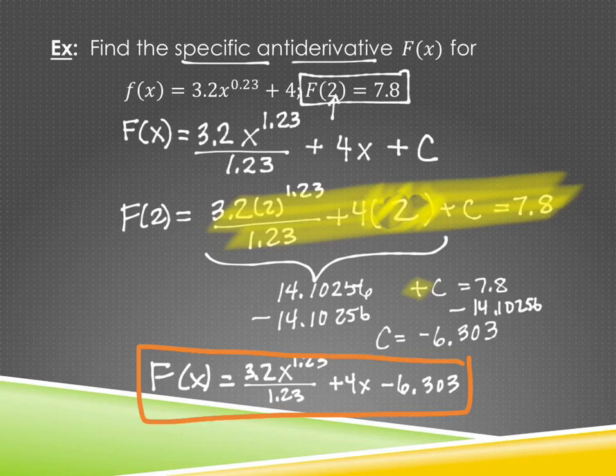On this one, the derivative of 4x, that's 4. And the derivative of negative 6.303, that's 0. It would go away. I would end up right back where I started. So you should always be able to check and make sure that I've done it correctly.